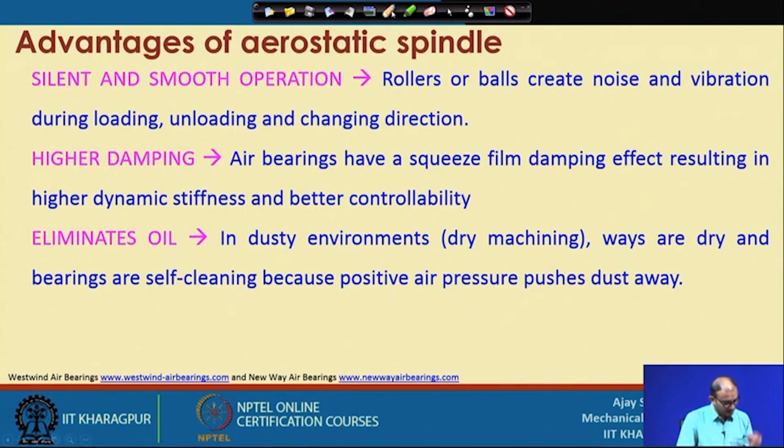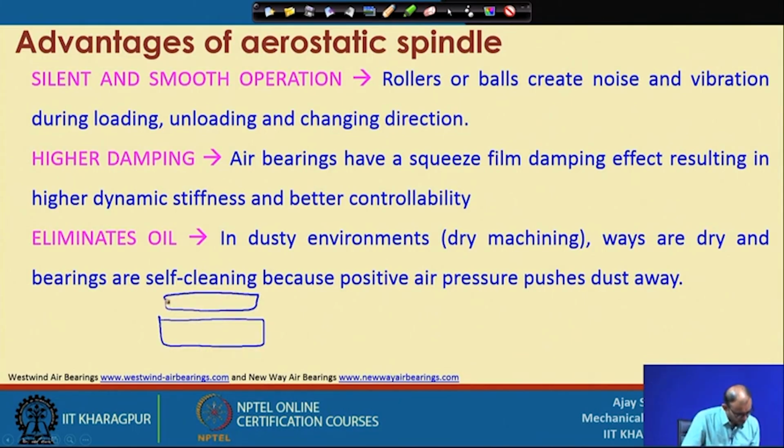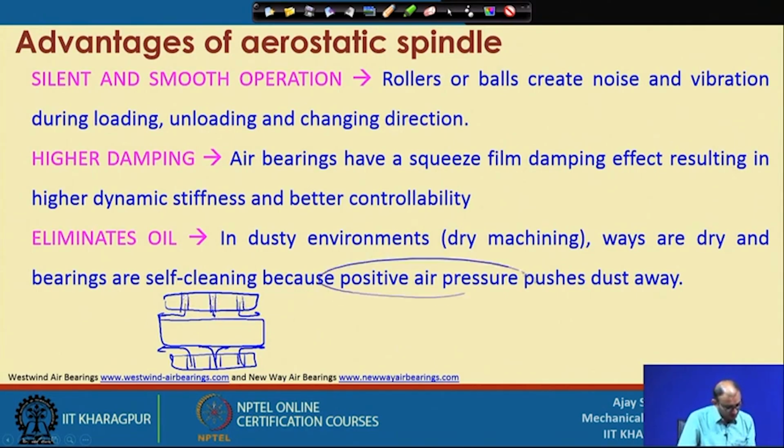If you remember that earlier animation that we had, where we saw this is the shaft, correct, and these are the bushings through which we are passing the air, correct. So, this air was coming like this and then it is moving to the atmosphere, right. So, what is the advantage? If by chance there is some dust available, because this is a positive air pressure, they are actually expelling everything away. It is not sucking inside, correct.